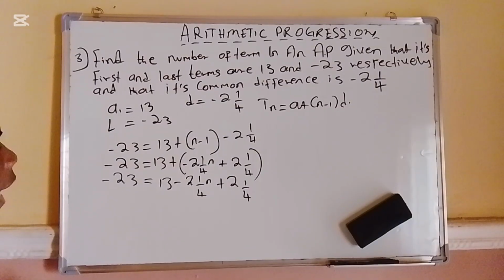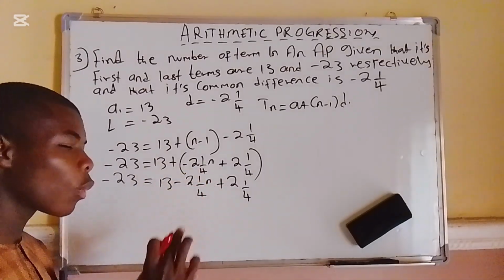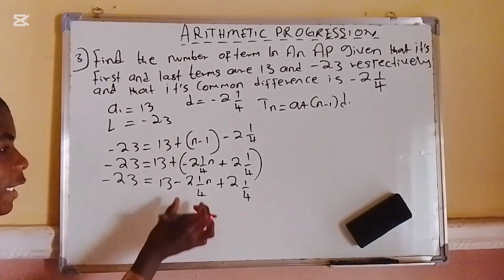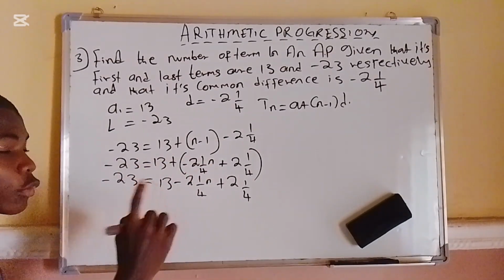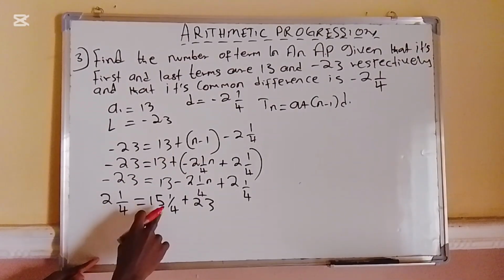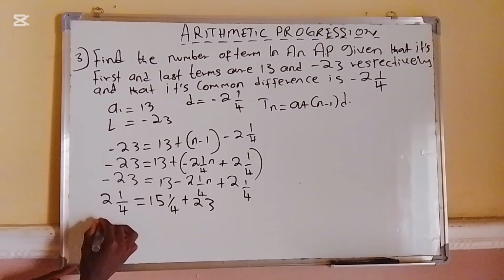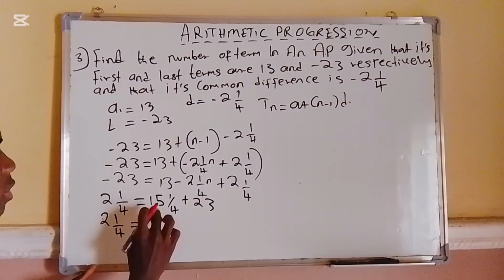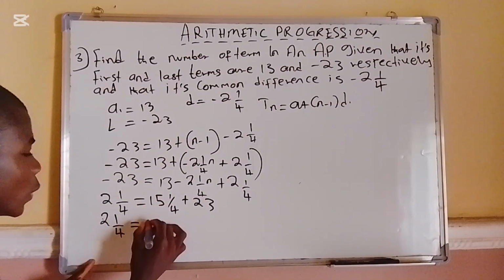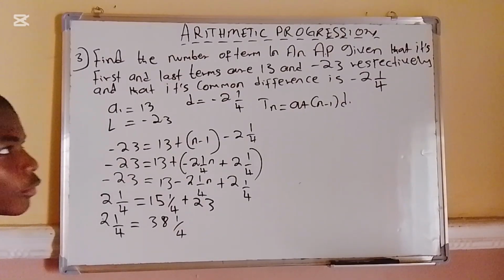And therefore, what am I looking for? I'm looking for n. So the minus 2 whole number 1 over 4 n will cross the equal sign and become positive. I have like terms 15 and 23. So therefore, 2 whole number 1 over 4 n will be equal to 15 plus 23, which is 38 into 1 over 4.